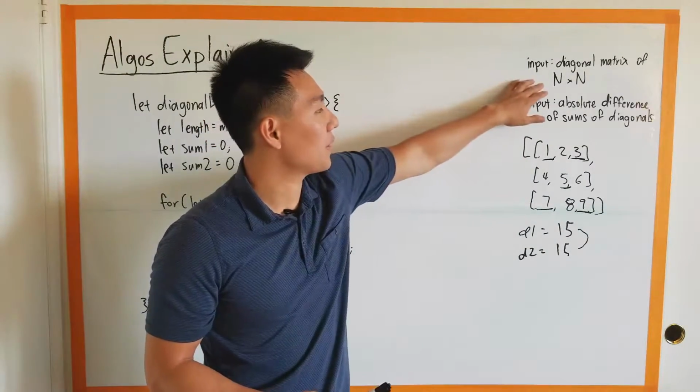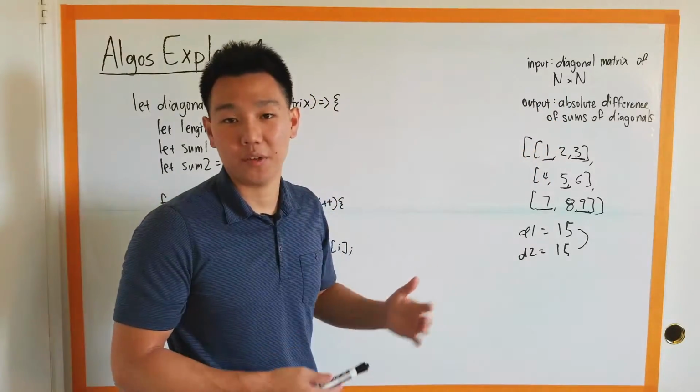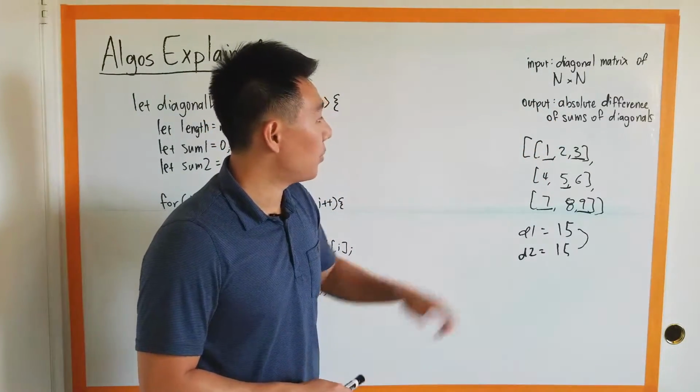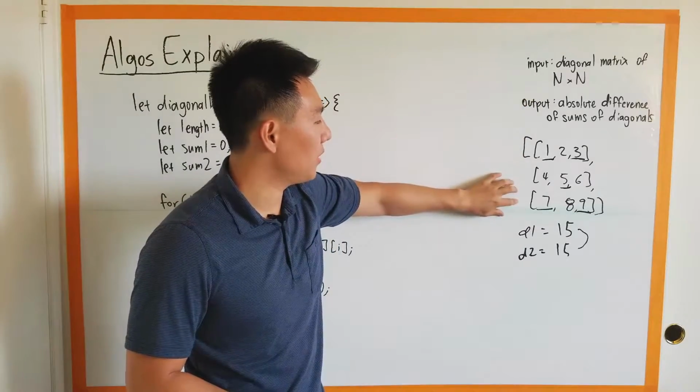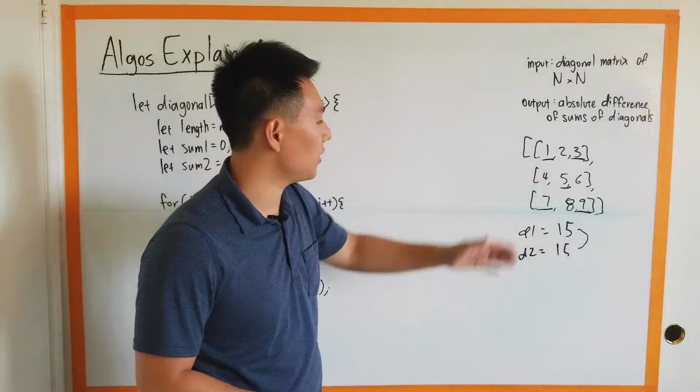Maybe if they didn't specify n of n, maybe that would be like an error check for you to do. But they do specify it's going to be a perfect square. It's going to be numbers. It's not going to be some random value. So you're guaranteed that much.